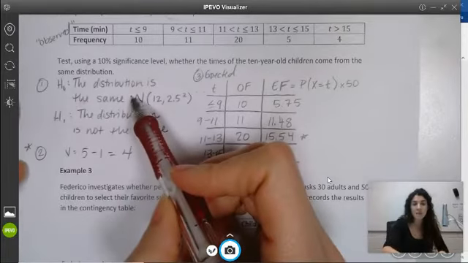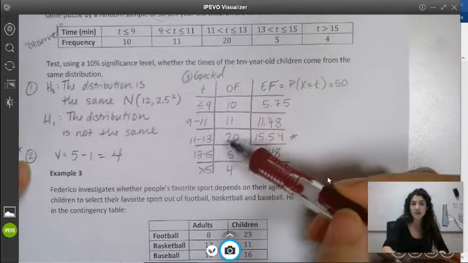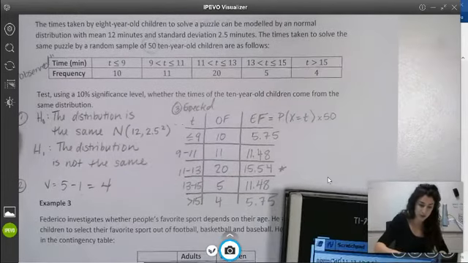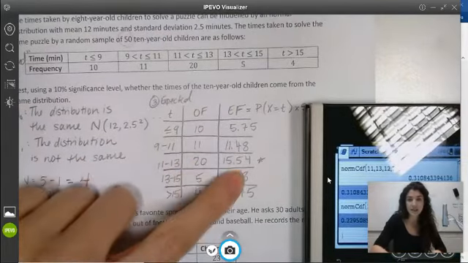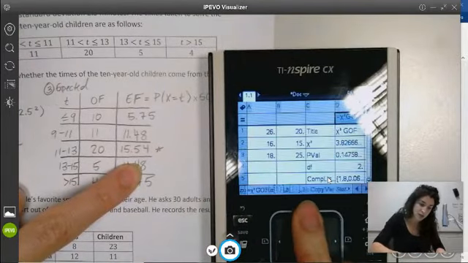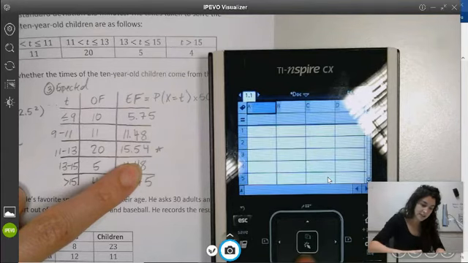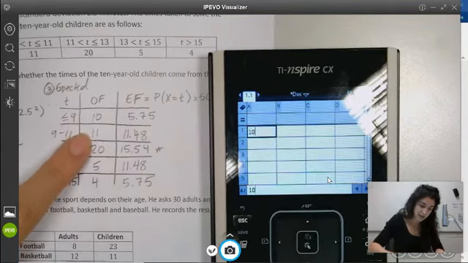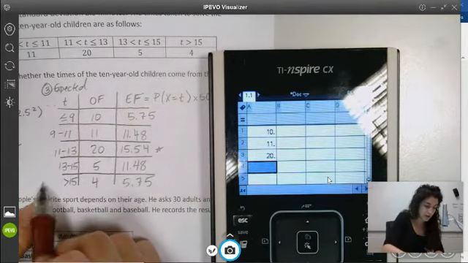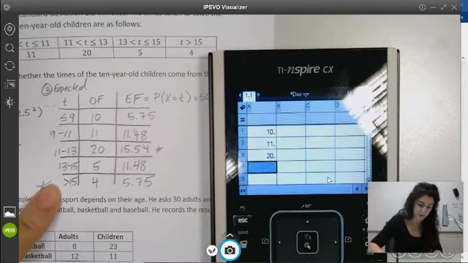Okay, so first we state our hypotheses, then we find our degrees of freedom, then we find our expected values, and then the last thing that we do is we plug this all into our calculator, observed frequencies and expected frequencies. So I'm going to escape back to my statistics list and plug in the values that I have. Go ahead and do this on your own and tell me what you get for chi-squared as well as your p-value.